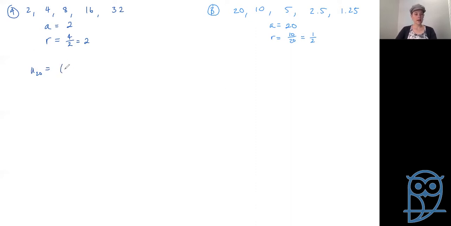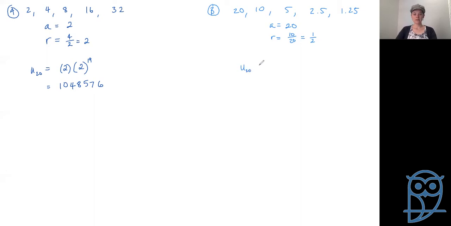U20 is A, so 2, times R, which is also 2, to the n minus 1. Okay, n is our identifier, it's at 20, so 20 minus 1 is 19. So 2 times 2 to the 19 is 2 to the 20, which is 104857.6. That's a big number. As we said, the numbers for this type of sequence are getting bigger and bigger and bigger. Let's look what happens here.